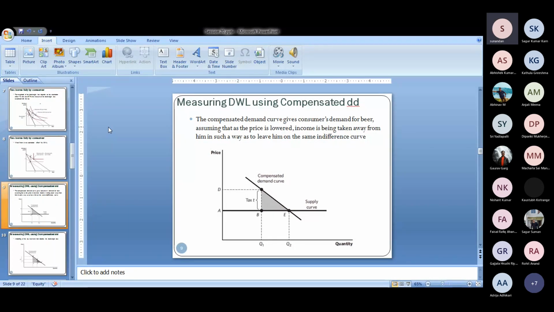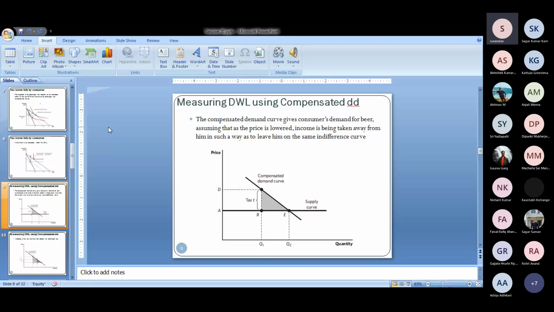Because with the Hicksian demand curve, I have removed that income effect. I'm left only with the substitution effect, and hence I'm left with that component which gives me the measure of my deadweight loss. The moment I replace the normal demand curve with compensated demand curves, even in the partial equilibrium framework, I can simply see the deadweight loss. Now you might ask why the supply curve is a horizontal line.